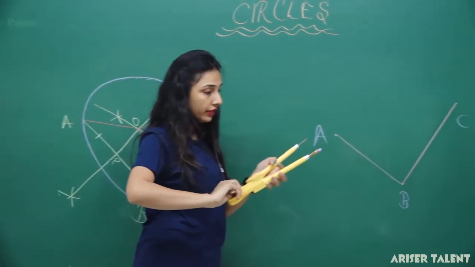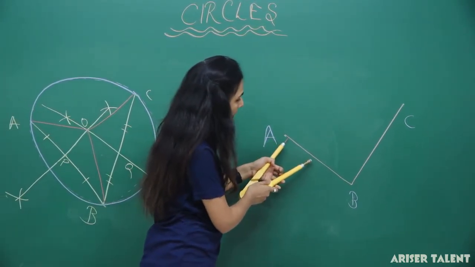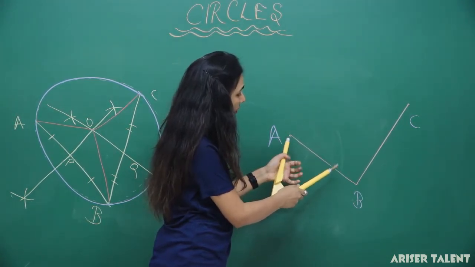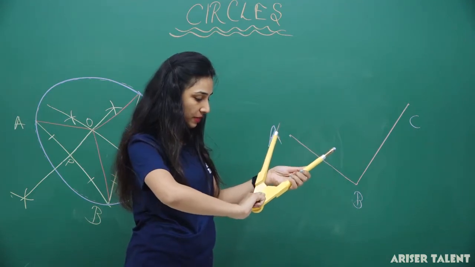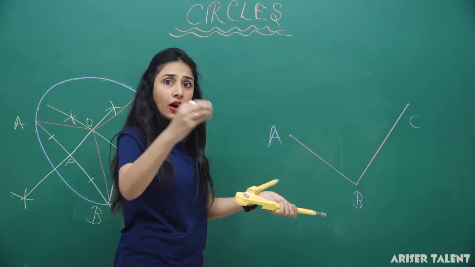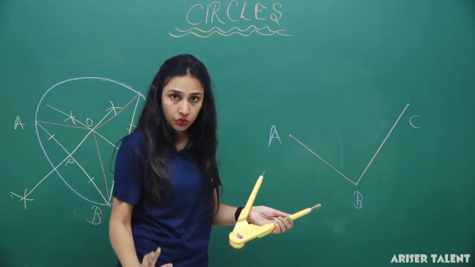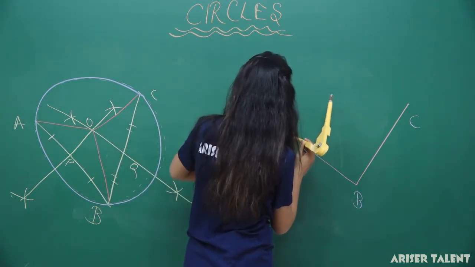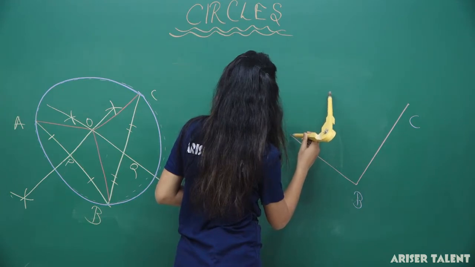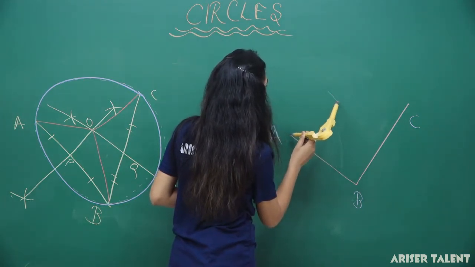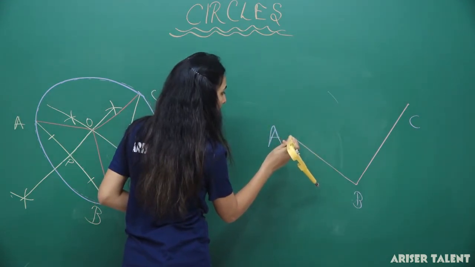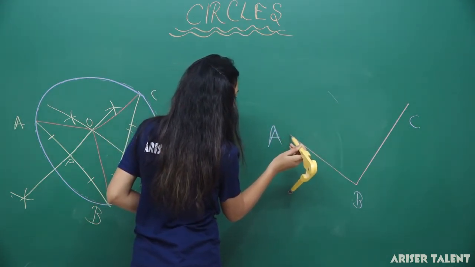Now how will you draw it? This is something like half of AB, so I have to take more than half of AB. So this is more than half of AB; without any measured length you can do that. You will put the compass here and draw an arc here. Similarly you are going to do it on the right side also.